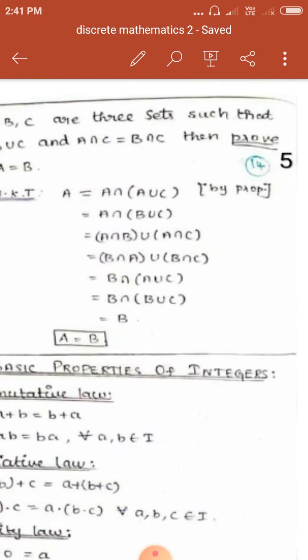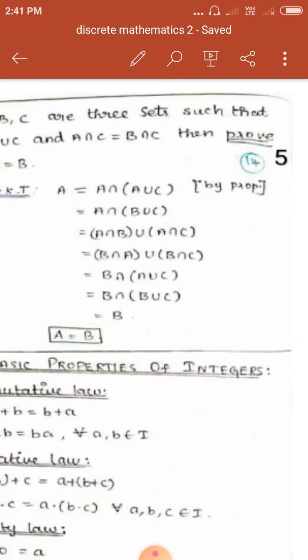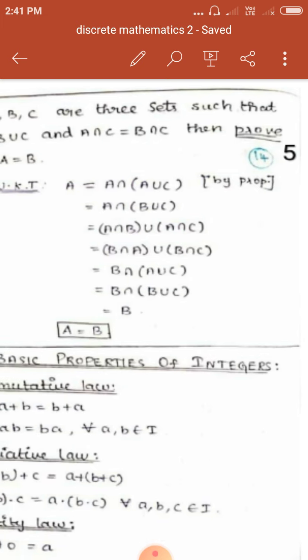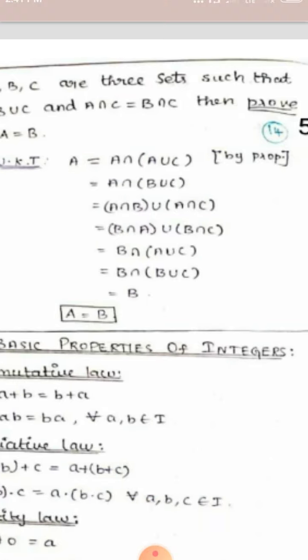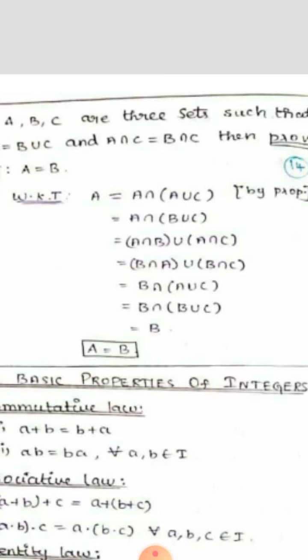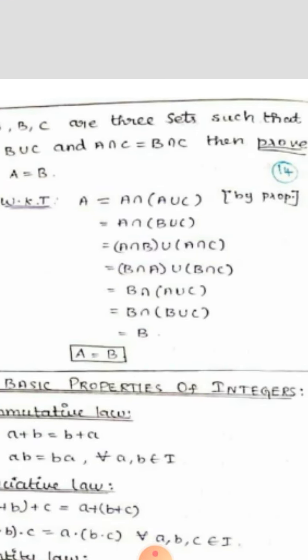Therefore, A intersection of A union C can be written as B union C, using the condition given in the question. Therefore, write A union C is equal to B union C. And next, apply the distribution property: A intersection B union A intersection C.